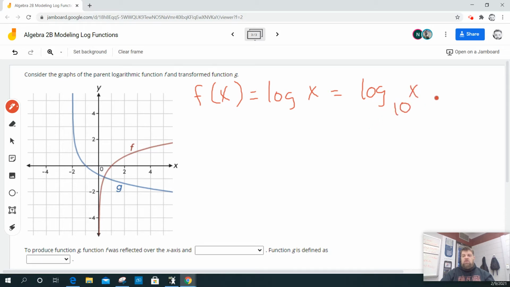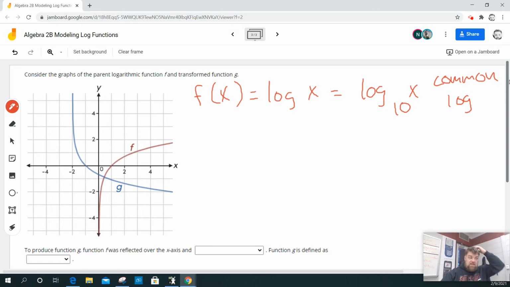Okay, so this is referred to as the common log. It's a common log because we use a decimal system, a base of 10. That's how we count. Ones, tens, hundreds, thousands, those are all multiples of 10.